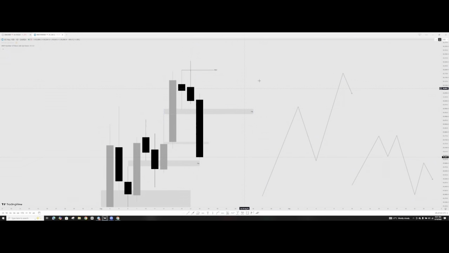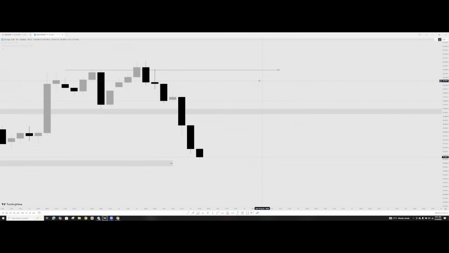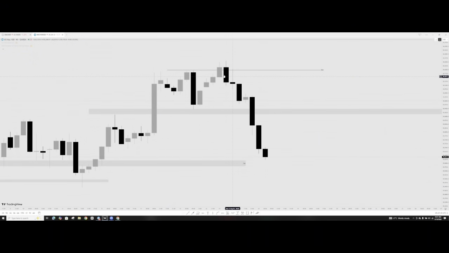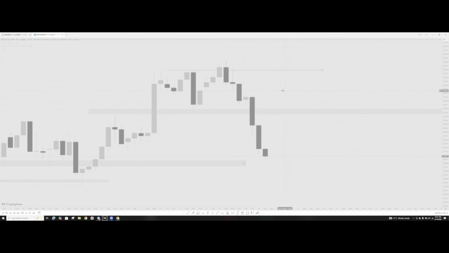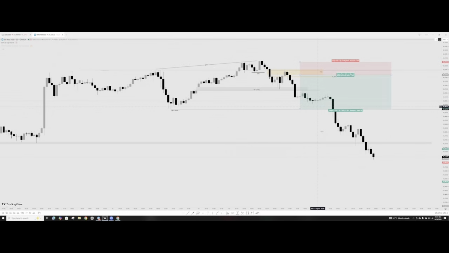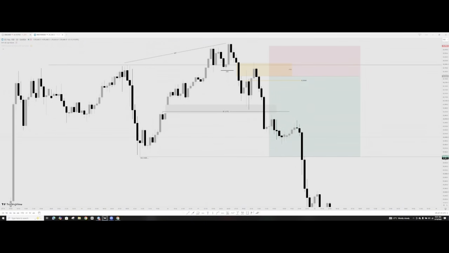So after this, I went to the 4-hour time frame, and all I want to see on the 4-hour is rejection. And I saw these two candles rejecting up of this previous day's high. So that being said, I went to the 30-minute time frame to take the counter trade sell, and this was the trade on the 30-minute time frame.